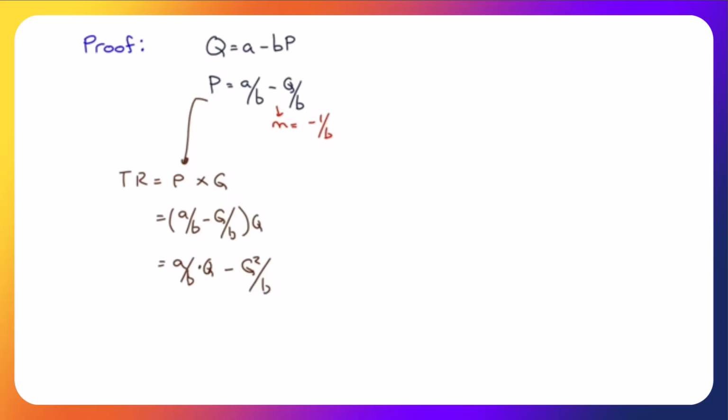And we know that marginal revenue is just the change in revenue for a change in quantity, which is really just the derivative of total revenue with respect to quantity. So let's take the first derivative. This disappears, and you are left with A over B minus, and we bring this down, 2Q over B, noticing that the slope down here is negative 2 over B. Notice it's negative 1 over B, negative 2 over B.